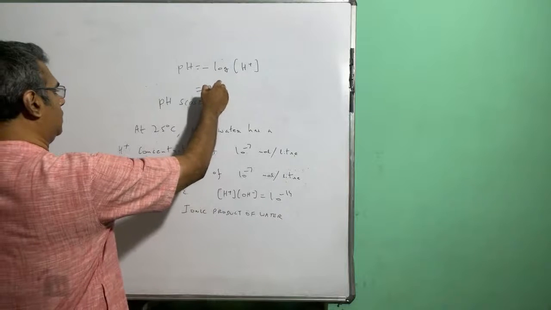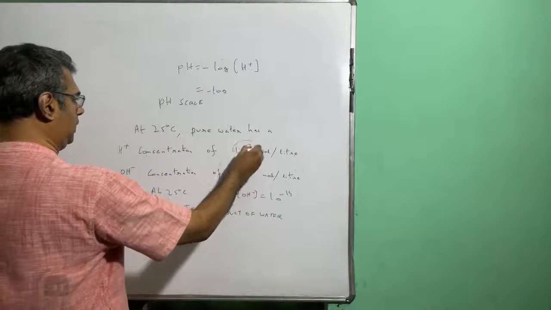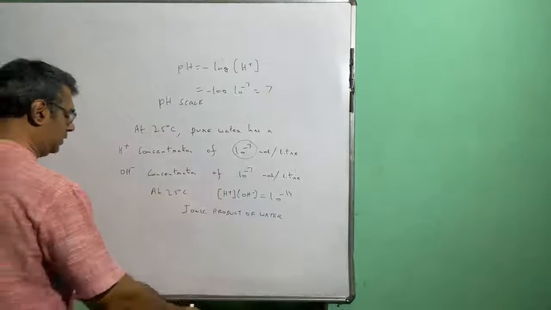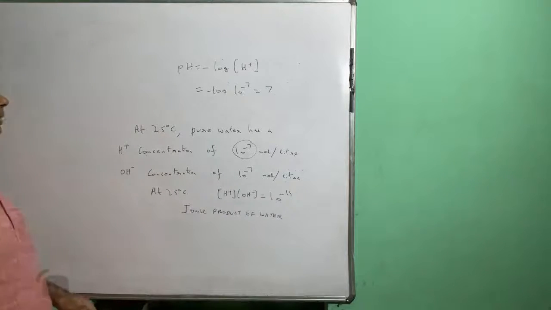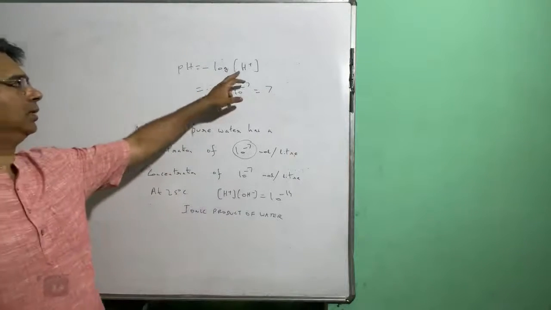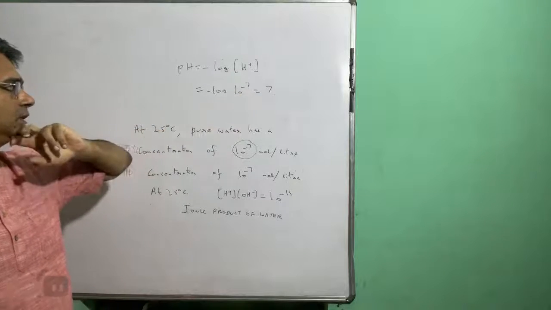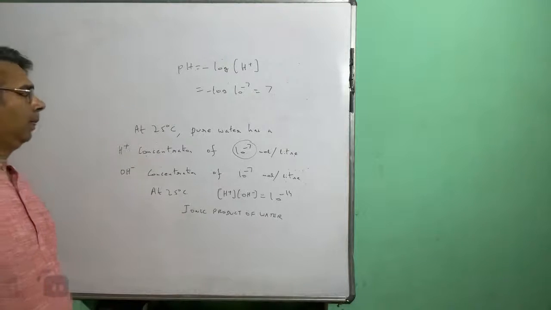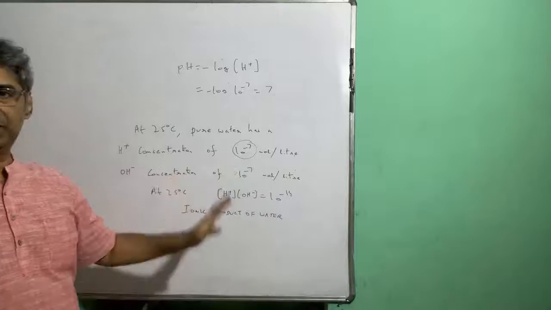Suppose I have a hydrogen concentration of 10 to the power minus 7. Then the pH will be equal to 7. So pH is minus log of hydrogen concentration, and if the hydrogen concentration is 10 to the power minus 7, the pH is 7. This means that for pure water, the pH is 7.